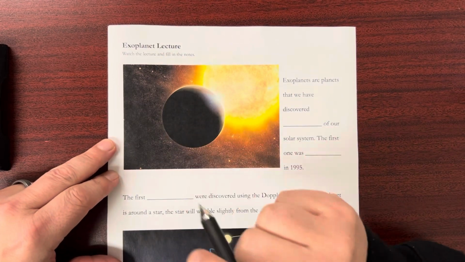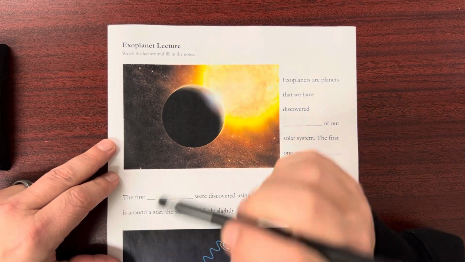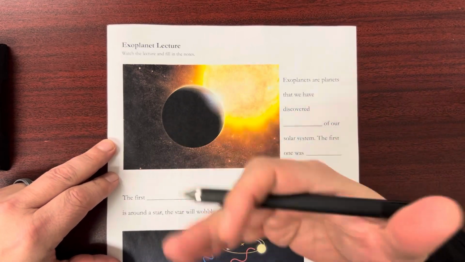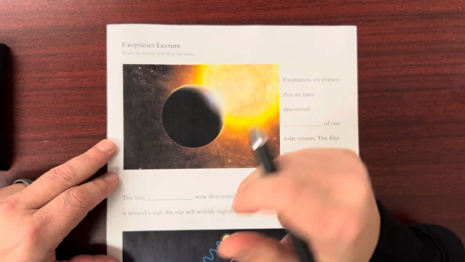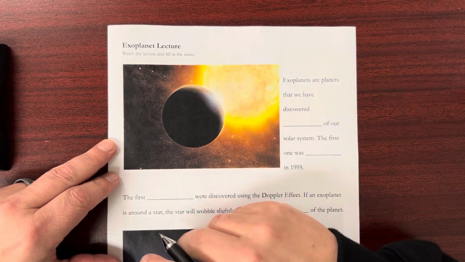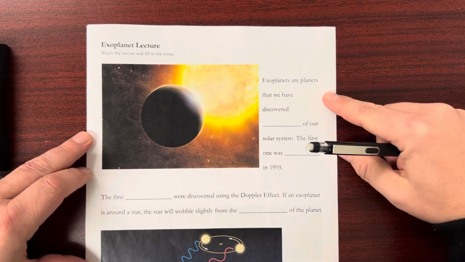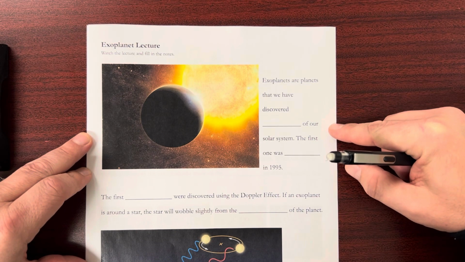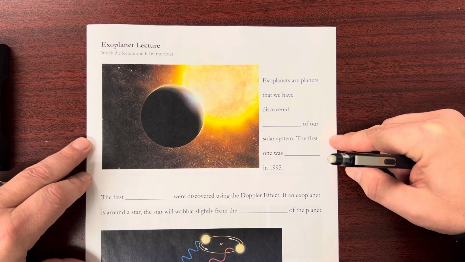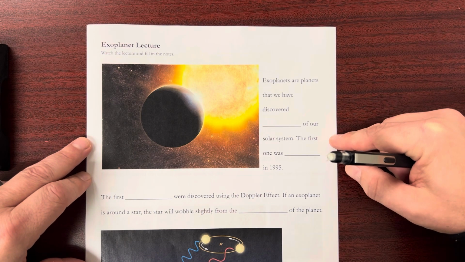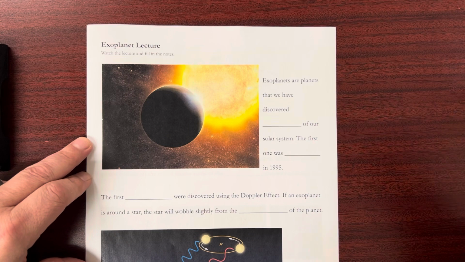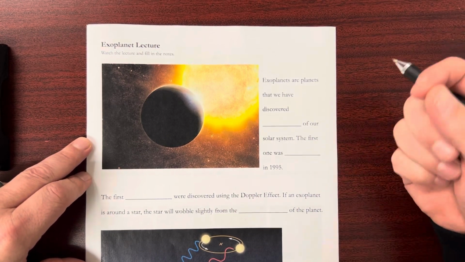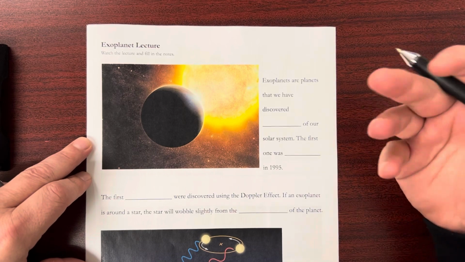So exoplanets are planets that are not in our solar system. We're used to Mars, Venus, Jupiter, Saturn. Exoplanets are around other stars. They are planets that we have discovered outside of our solar system. The first was discovered in 1995. We always suspected that other stars had planets, but until you have proof or evidence of that, you don't know for sure.